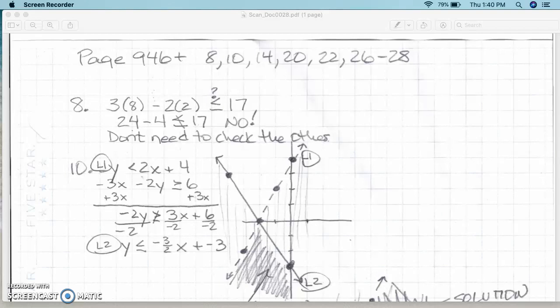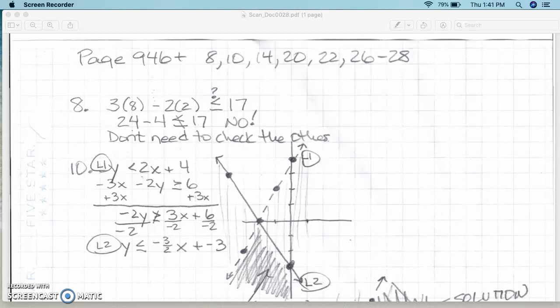Your first problem was problem number 8, and it asked you if a given ordered pair was a solution to a given system of linear inequalities. We know that something is a solution if we plug it in and we get a true statement for both inequalities. When I plugged in (8, 2) to the first inequality, I got a false statement because 20 is not less than or equal to 17. So I didn't even have to check the other inequality. I knew right away that this was not a solution to this system.